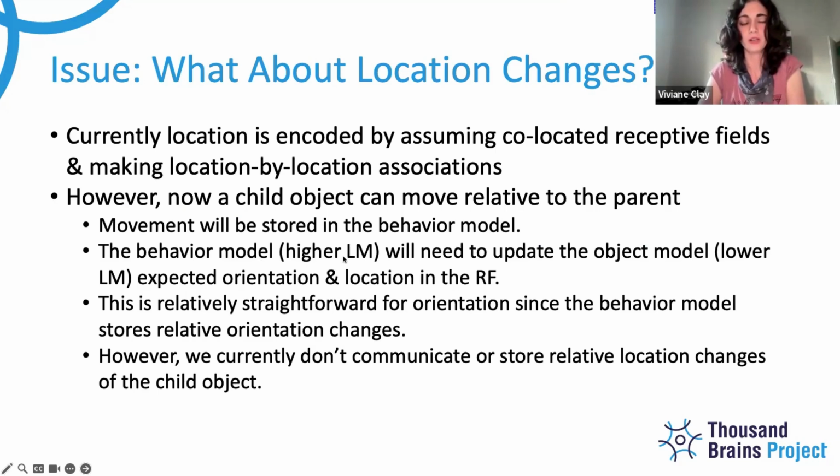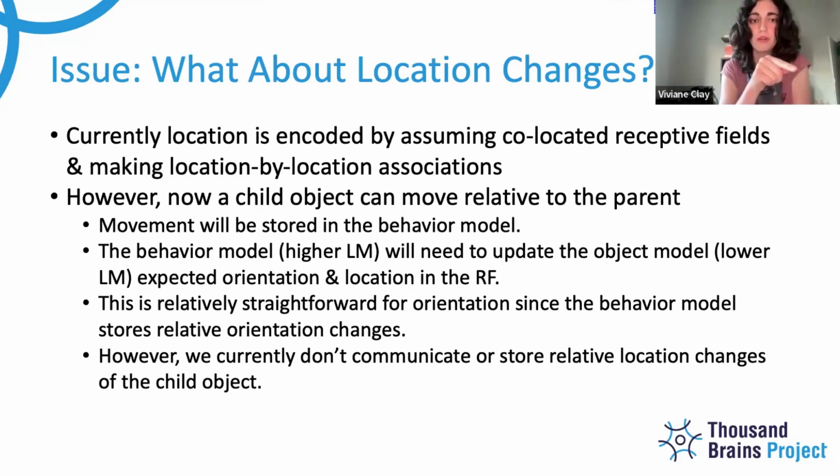The behavior model in the higher level learning module will need to update the object model in the lower level to update its expected orientation and location in the reference frame of the child object. Like what I just showed, we need to have some way for the behavior at the higher level to inform how we need to adjust the incoming movement vector so we correctly move through the child's reference frame and can make correct predictions about its morphology.